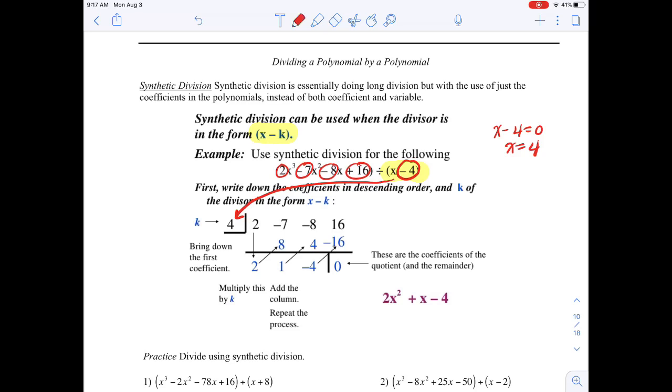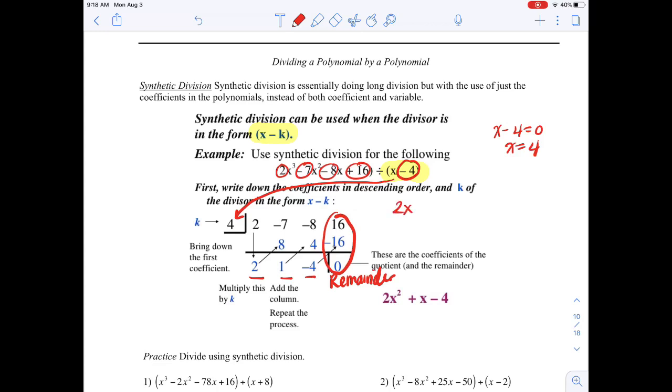Okay? So first things first, once you get to this final row, this last number here is your remainder. So you can see in this particular problem, there is no remainder. This divides in evenly. The other numbers, the 2, the 1, and the -4, those are going to be coefficients of your solution. So now let's think about what we're doing in this problem.